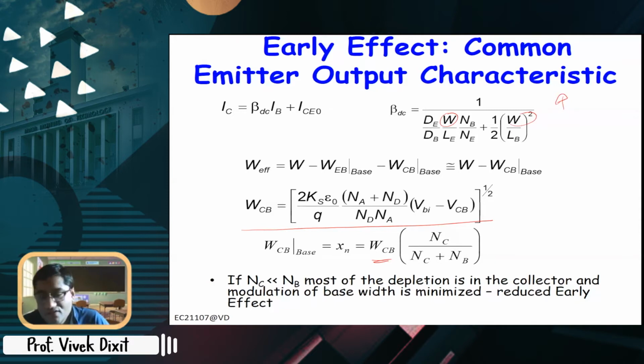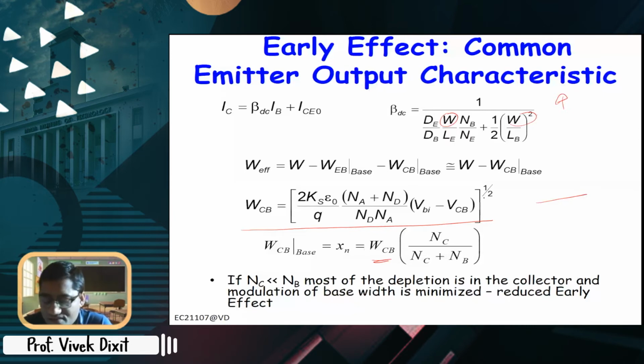And of course, you can reduce this depletion width on the side of the base by increasing its doping, right? So if base doping is higher, then the effect of the early voltage will be reduced. When the base width modulation is reduced, what should be the ideal early voltage? Ideal early voltage should be infinite, right? And when this base width modulation is seen, that means we get a finite early voltage.